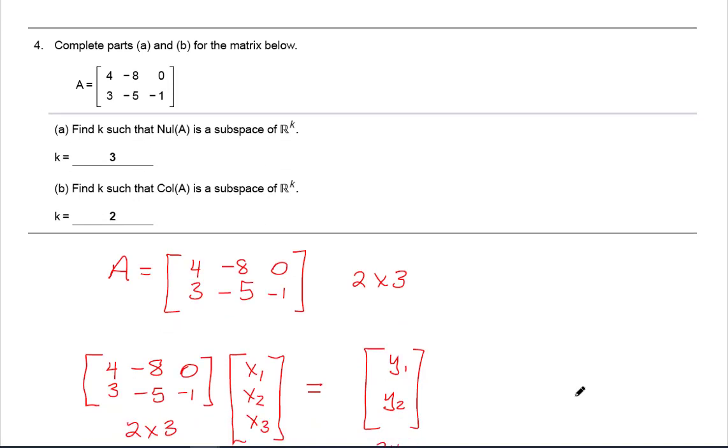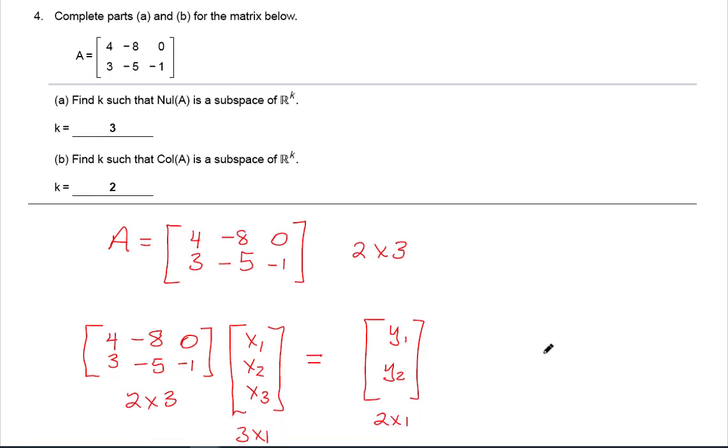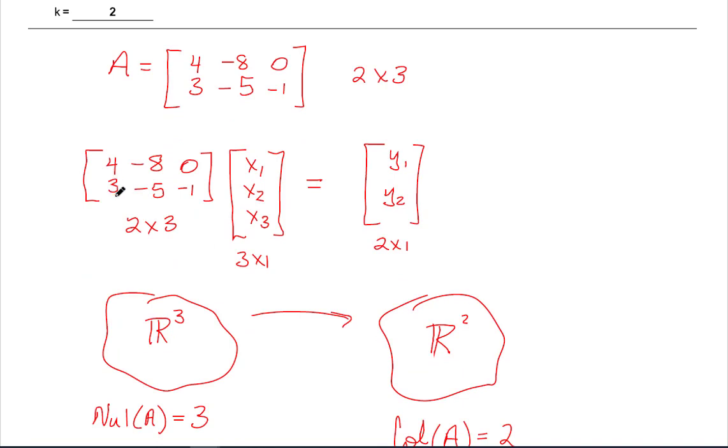Alright, what about question 4 here? We have matrix A. I want to find out something about the null space and the column space. Well, let's see. What's the size of A? Well, it has 2 rows, 3 columns. That means that if it's going to operate on something, it has to operate to match this up. So it has to operate on a 3 by 1. Alright, so that means the dimension of the null space of A must be 3.